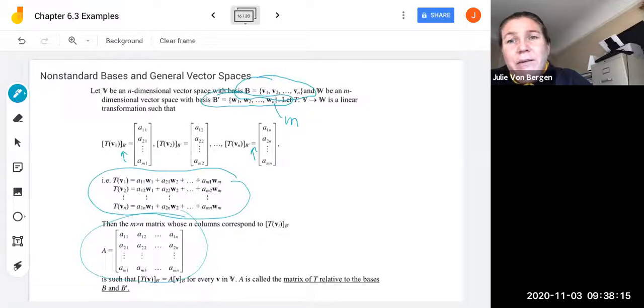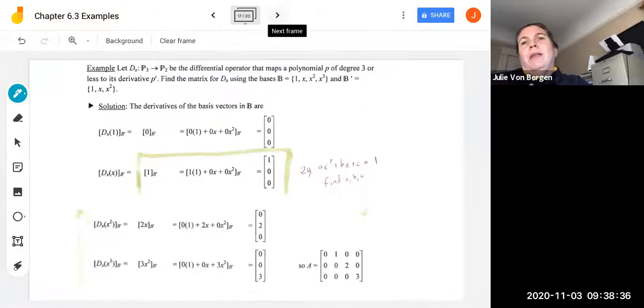And this is such that T of V relative to B prime is the matrix A multiplied by the vector V relative to B, for every vector V in V. So we call A the matrix of T relative to the bases B and B prime. You can see A is helping us switch between bases. So let's take a look at this example.